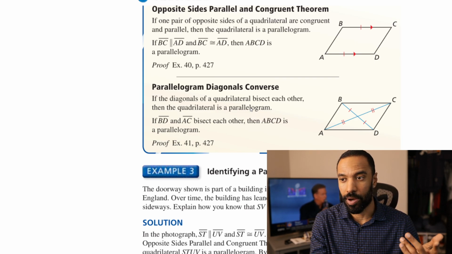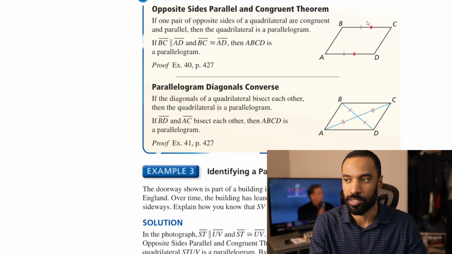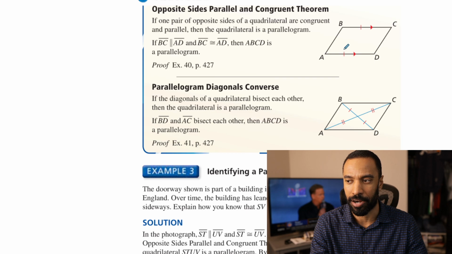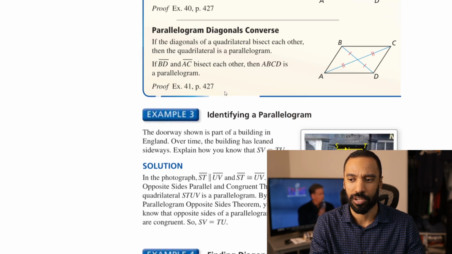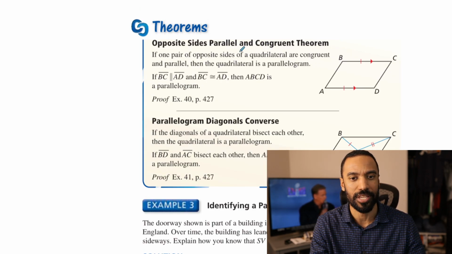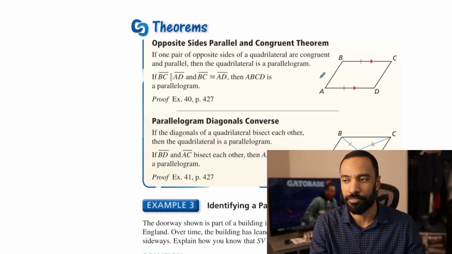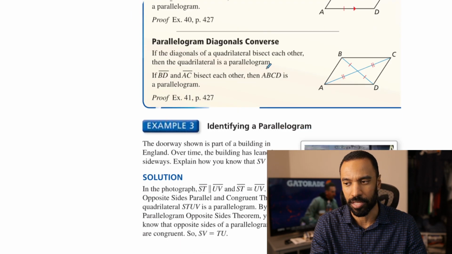The fifth one that we haven't mentioned, though, is this one. So this one's new. You get one pair of opposite sides, and that same pair are congruent and parallel. Opposite sides parallel and congruent theorem, diagonals converse. Okay, so this one's not a converse. This is like a new one. If they prove it, they're going to do a CPCTC thing there, obviously.